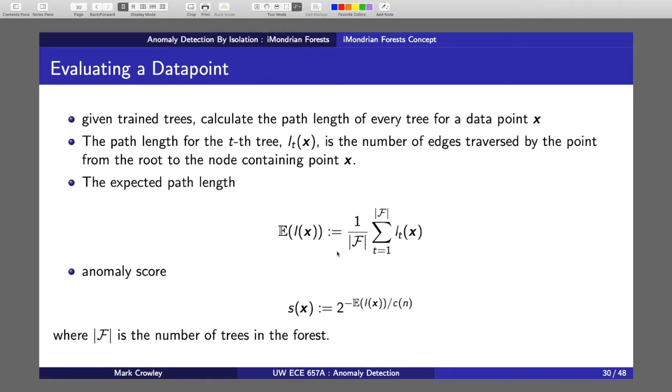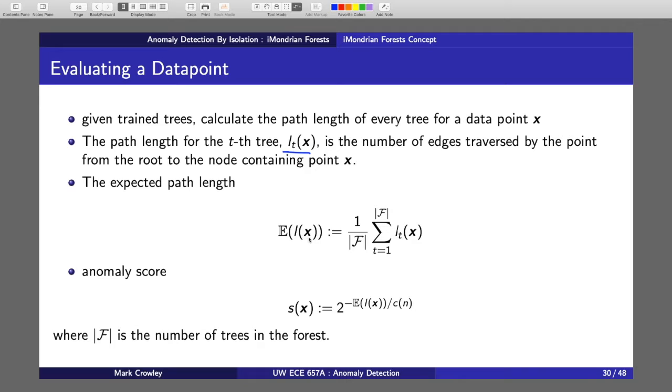And then what do we have to do? So the path length is essentially the same. Instead of using the binary search tree depth, we have just the edge depth here. So we're just counting how deep it is to the bottom of that tree. And we have F trees in the forest, and we're just basically taking the average.